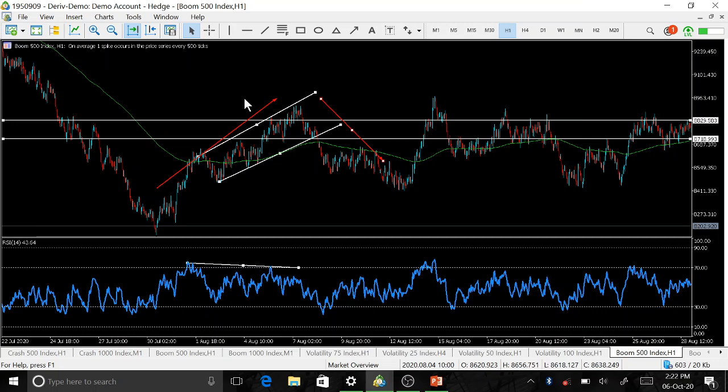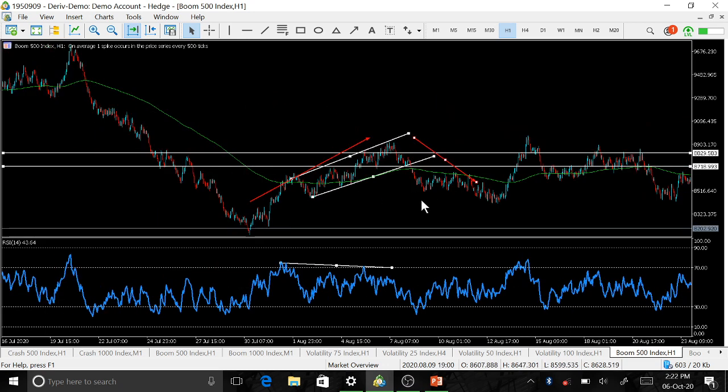This doesn't actually happen 100% of the time. That is why you just use your trend line to get safe entries, guys. So that is how the strategy works.